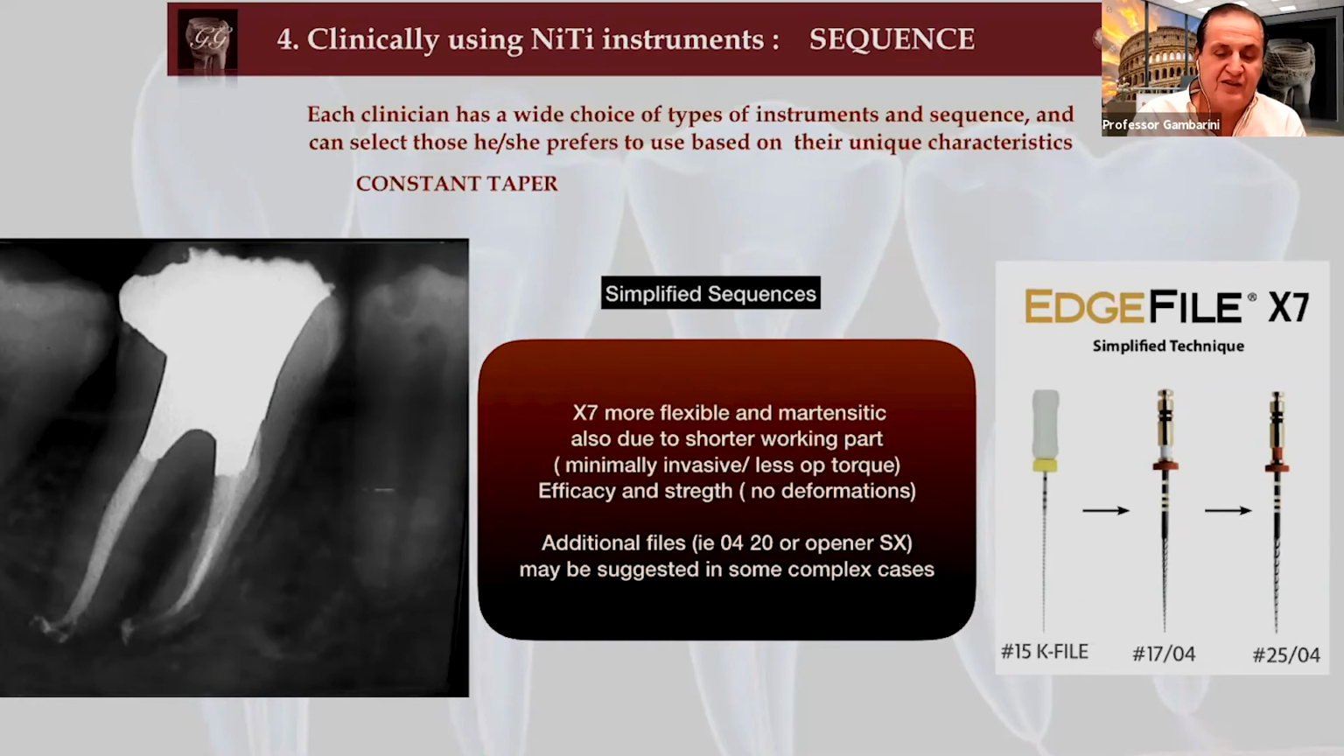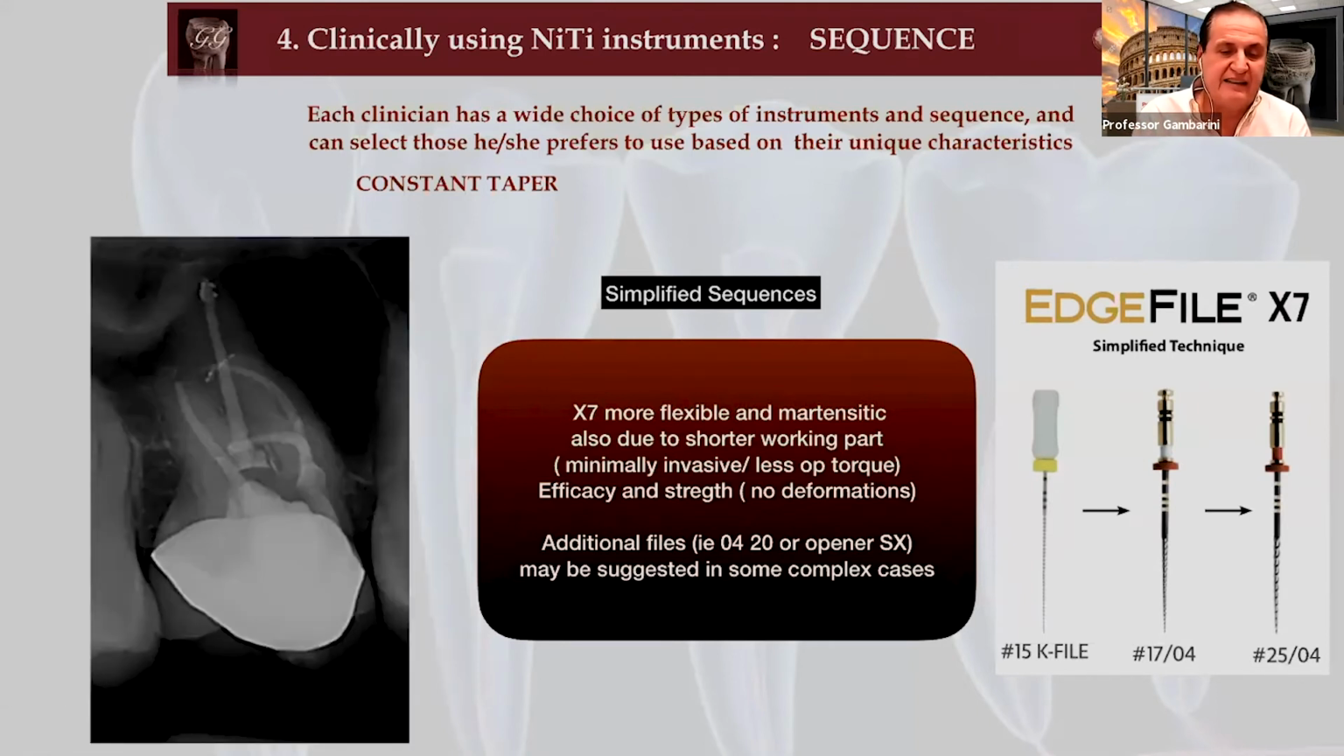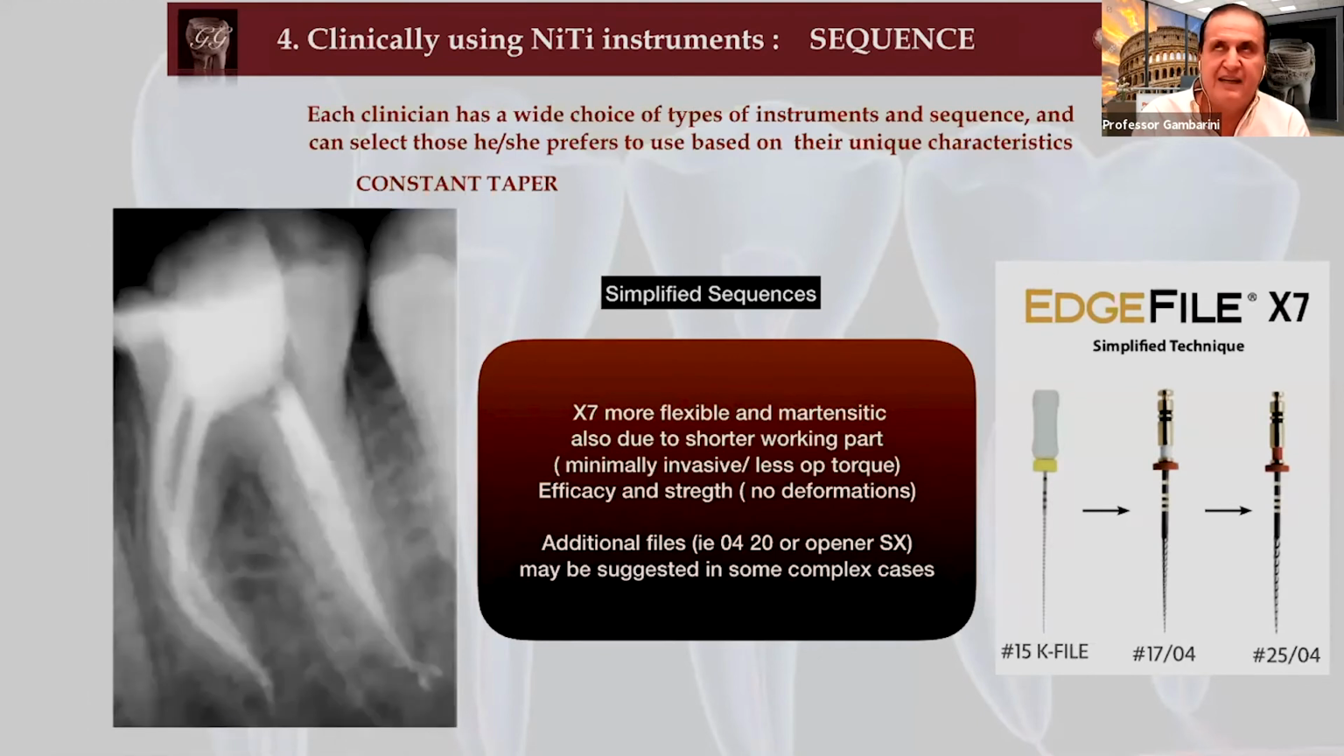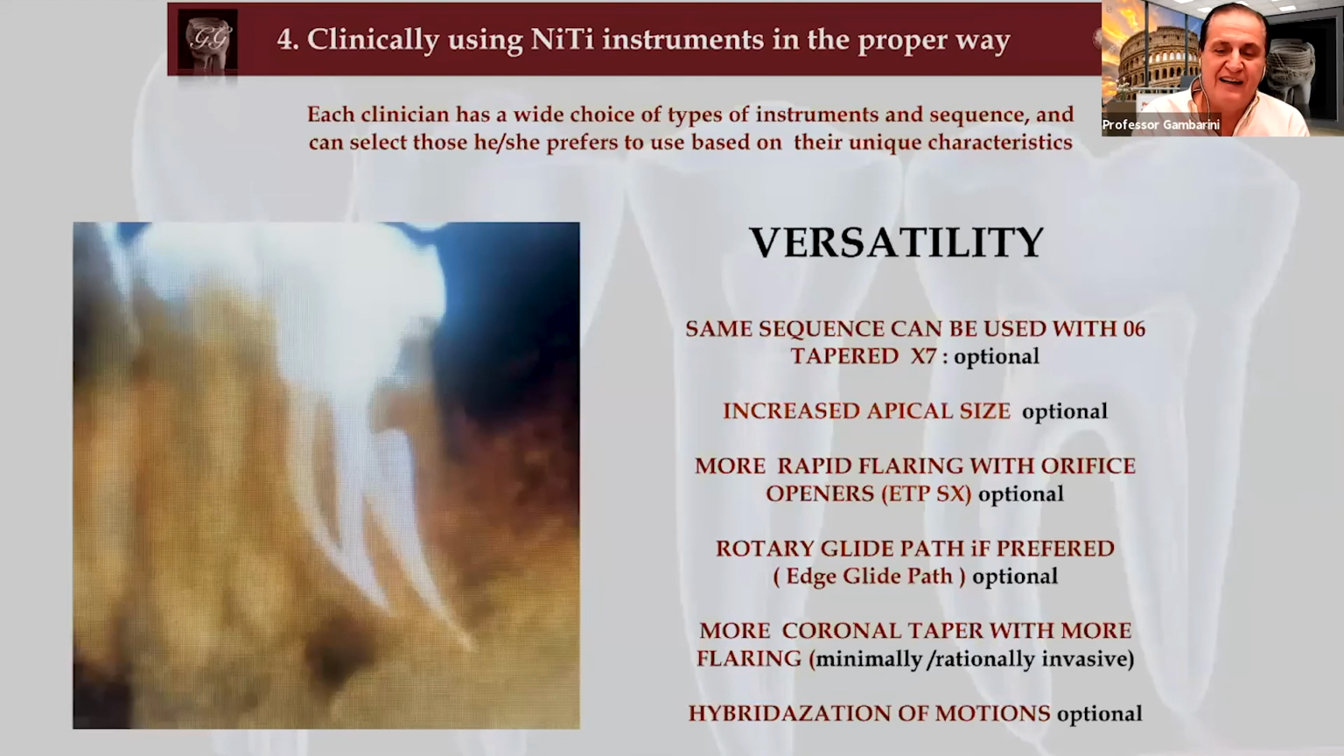So by doing this, the technique is very simple, is minimally invasive, requires less operative torque, has a lot of efficiency and strength, and in some cases, you may add, for example, an opener. I'm using the Edge Taper Platinum SX because it's sometimes quite easier. But I think the technique works very, very nicely also in complex cases, in medium cases. And if you have the philosophy that you want to be minimally invasive in an easy case, you only use this instrument to touch the canal wall and you are very delicate.